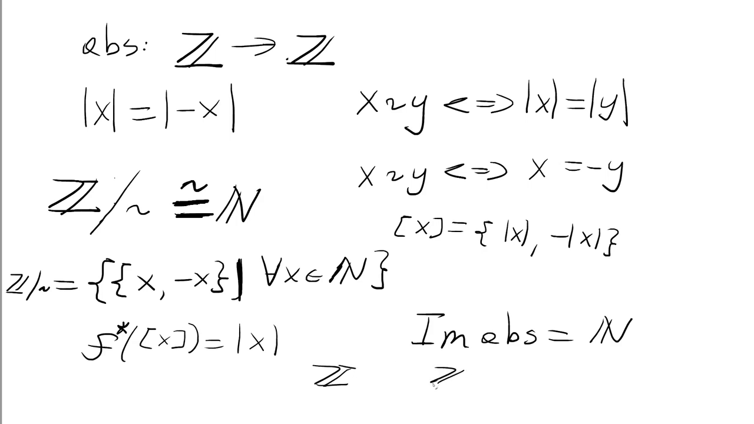We have Z here. We have a function between them, abs. We have natural numbers, a subset of Z, so there's an inclusion here. And we have the set of equivalence classes, Z over tilde, into which we have the surjection. And as I said here, Z over tilde is isomorphic to N, and so we have the bijection here. This is a concrete example of the theorem we had before.